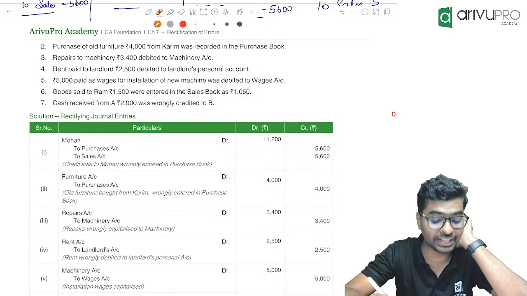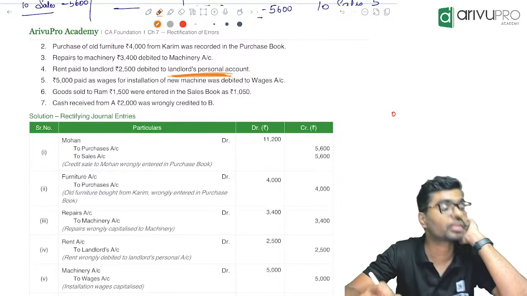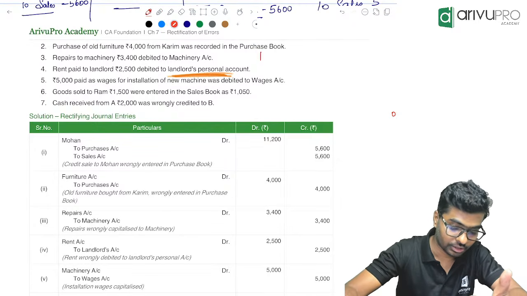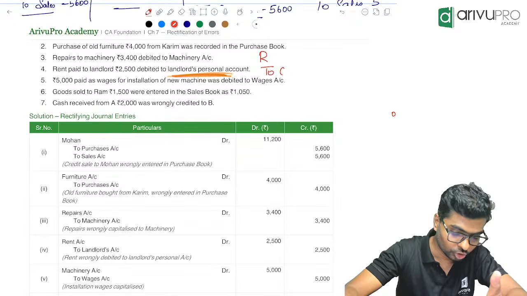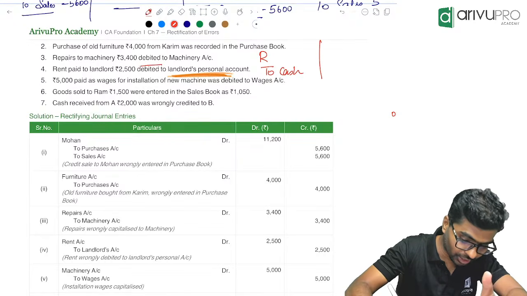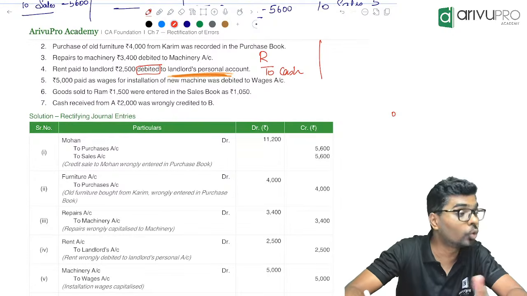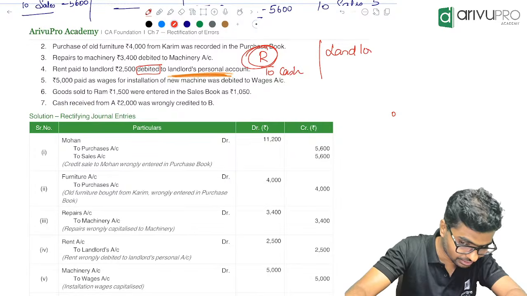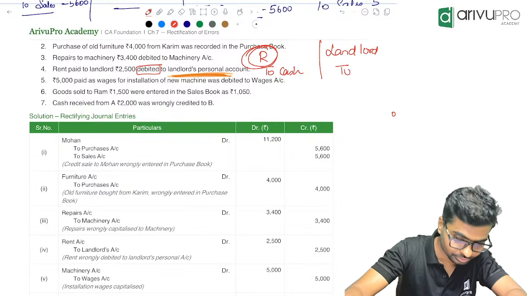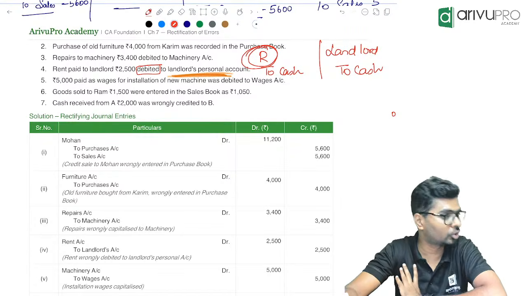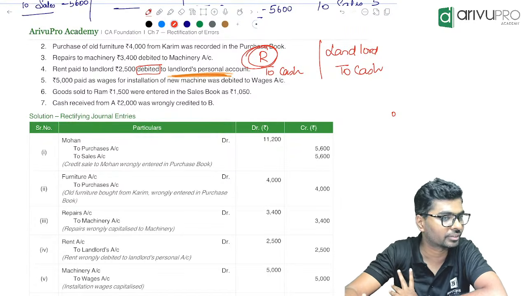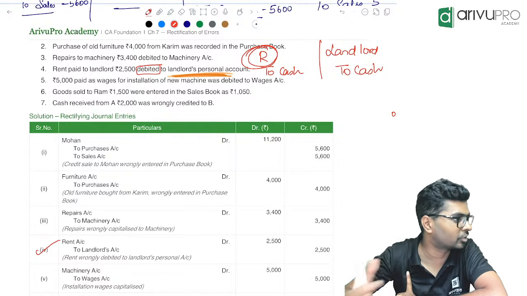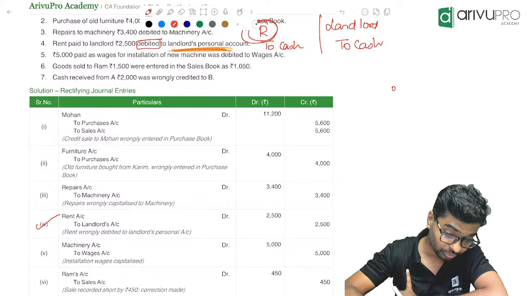Next one, rent paid to landlord debited to... What's the journal entry for rent? Rent to cash. What is the term I'm using? So who's going to be replaced? Instead of rent, you wrote it as landlord. Landlord to cash. What will be the rectified entry? Rent to cash. These are easy. You just have to identify where debits and credit.